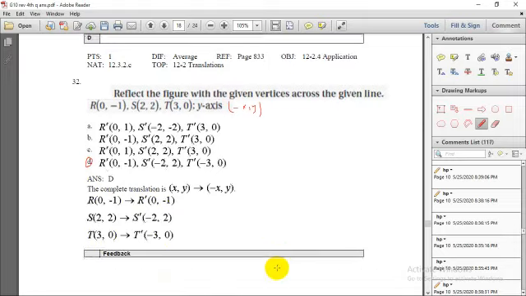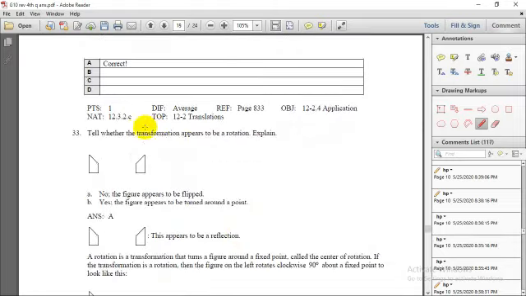Very good. Let's see here. Tell whether the transformation appears to be a rotation and explain. Is this a rotation? Think. What happened to the figure? It's flipped. Okay? If I think there is a line here, the figure is flipped across the line. So, no, it's not a rotation.